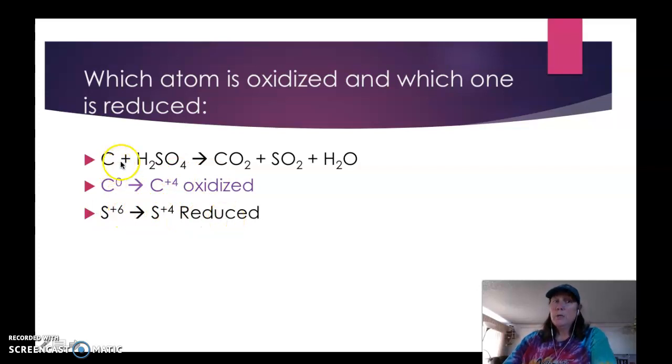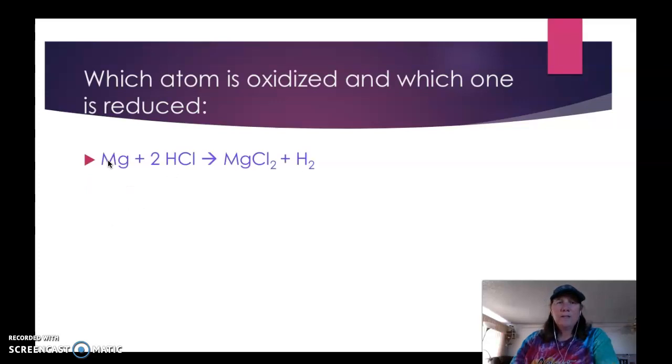All right, so what you do is you look for the elements that change. Now, the ones that change, you guys, are either elements by themselves, like carbon was here, or sulfur, nitrogen, manganese, phosphorus. Those are the guys that change. Don't look at oxygen and hydrogen much, unless they're by themselves on one side and not on the other side. Otherwise, it's the other guys that are involved. It's the nonmetals, okay?